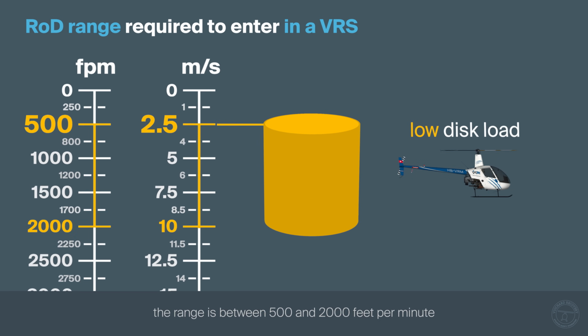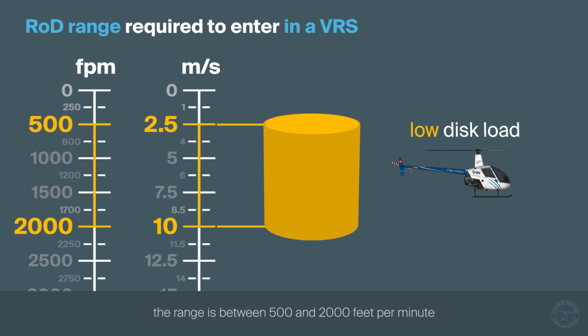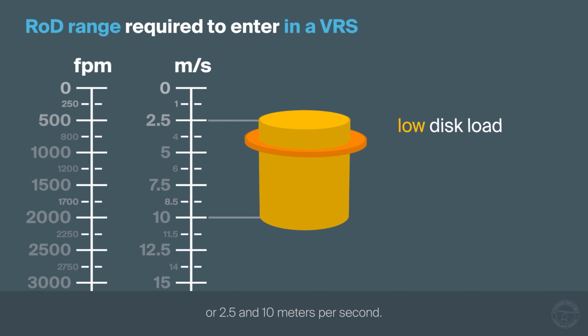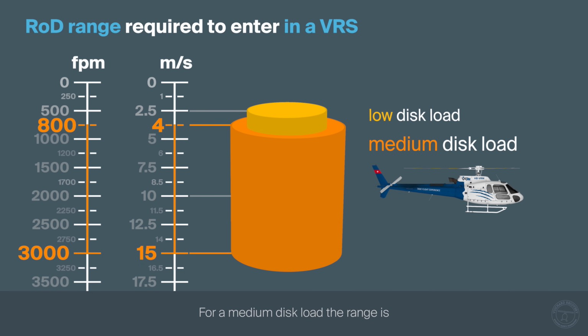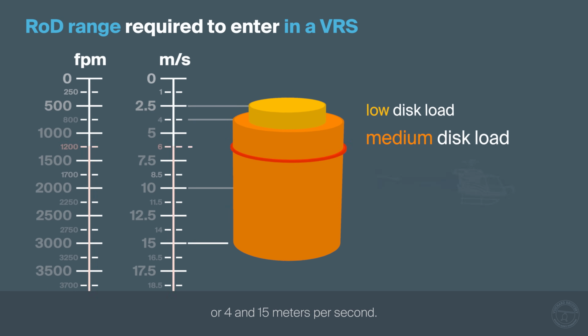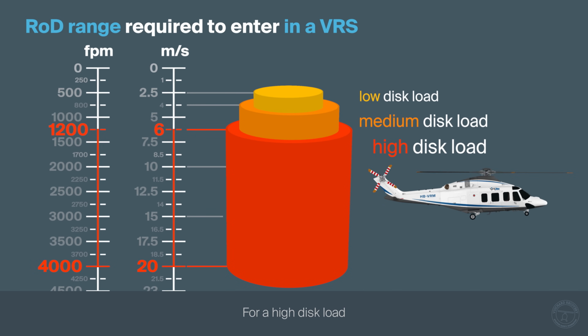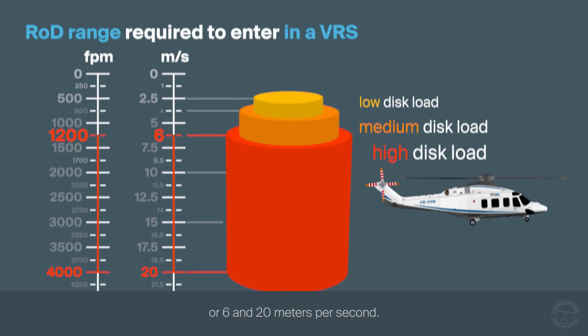The range is between 500 and 2,000 feet per minute, or 2.5 and 10 meters per second. The range is between 800 and 3,000 feet per minute, or 4 and 15 meters per second. The range is between 1,200 and 4,000 feet per minute, or 6 and 20 meters per second.